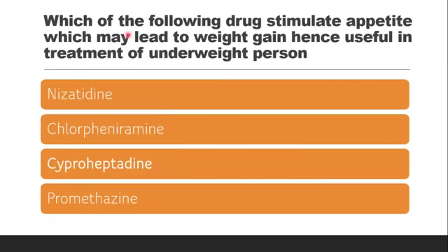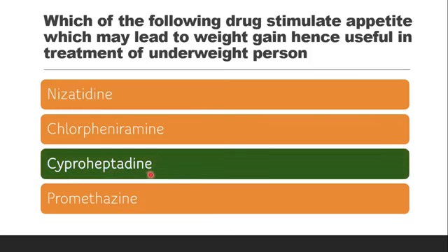Next question is which of the following drugs stimulates appetite? Amongst these drugs, which drug is responsible for stimulating the appetite and it can lead to weight gain, since hunger will be produced, appetite will be stimulated, and therefore they are used in treatment of underweight persons. The drug, whether it is nizatidine, chlorpheniramine, cyproheptadine or promethazine, it is cyproheptadine.